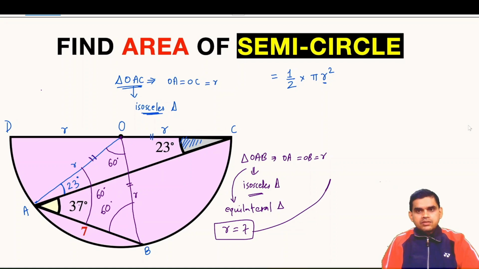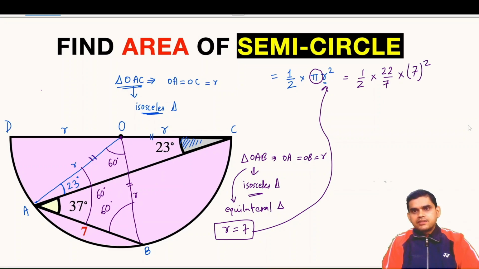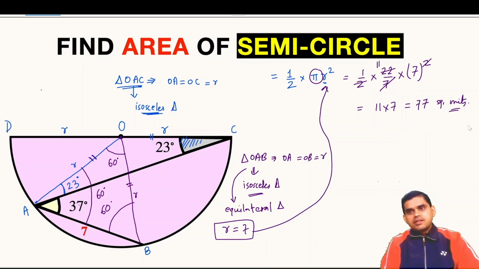Now we will substitute this value of R here. So we will get half times, in place of pi, we can substitute 22 over 7, times the square of the radius. So 2 times 11 is 22. The 7 and the 7 cancel, so we are left with 11 times 7, which is 77 square units. So it was a very simple question. We have found the area of the semicircle to be 77 square units.